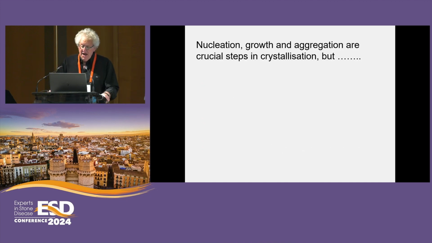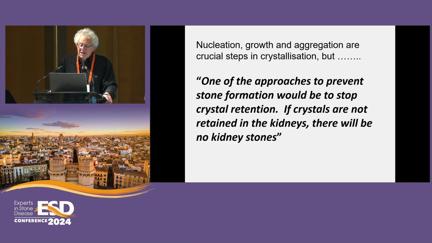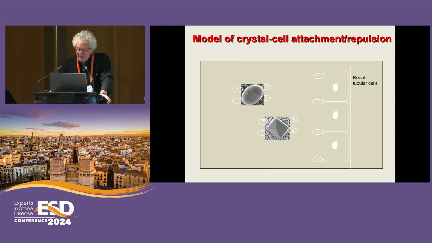So yes, nucleation, growth, and aggregation are crucial steps in crystallization, but one of the approaches to prevent stone formation is to prevent crystal retention. If crystals are not retained in the kidneys, there will be no kidney stones. So if we could find an inhibitor that can slow down or prevent this crystal retention, this would serve us very well.